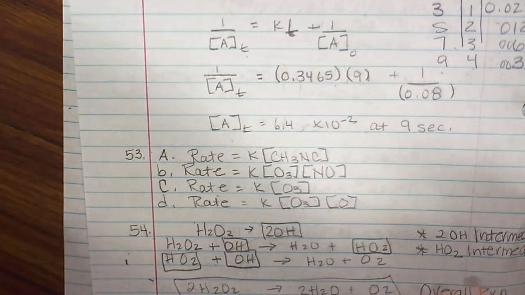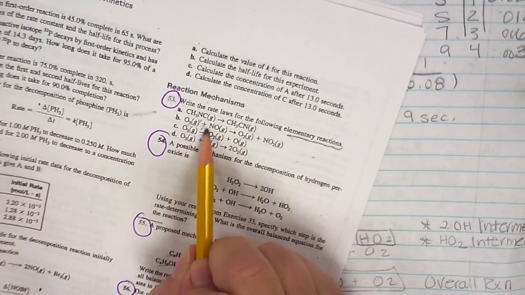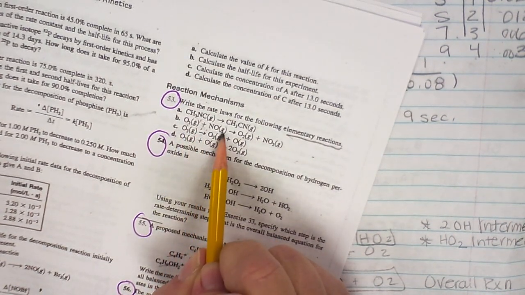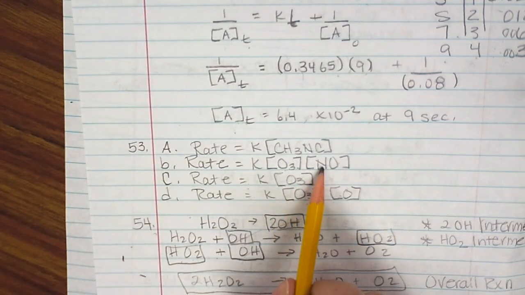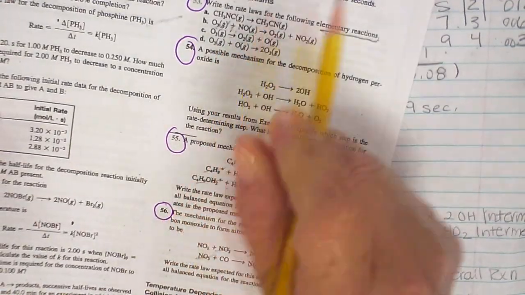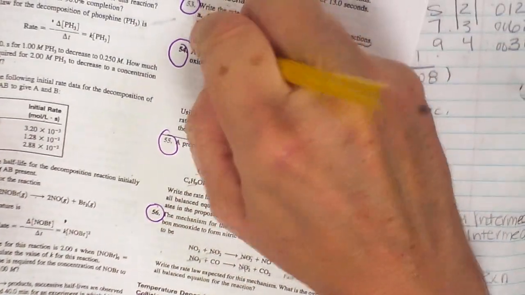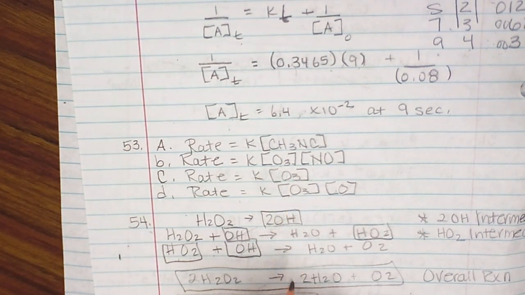Right, so here's ozone plus nitrogen monoxide. So in B, ozone plus, so there it is, with no exponents because they both have coefficients of 1. If one of them had a coefficient of 2, then it would have an exponent of 2 in an elementary reaction, because they've broken it down to this being the slow step.